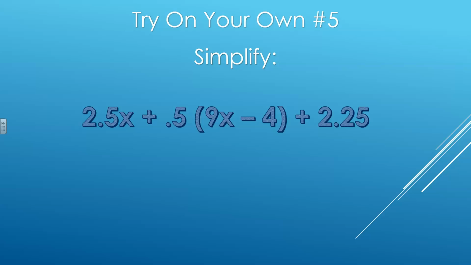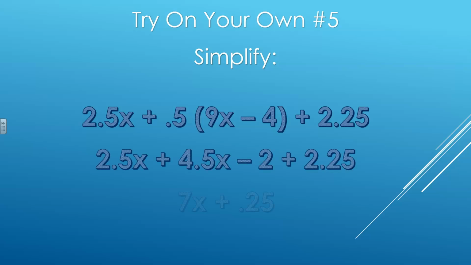And the last try on your own, 2.5x plus 5/10 times 9x minus 4 plus 2.25. So we are going to pause our video and give this one a try on our own. And we should end up with 7x plus 25/100.